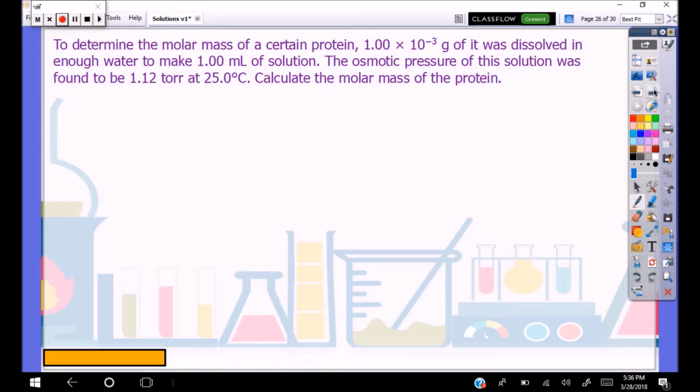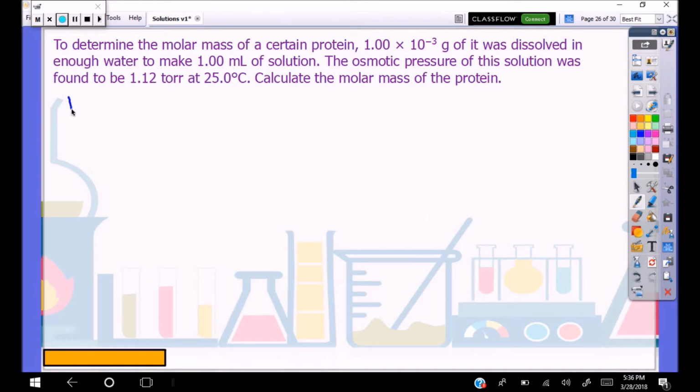Similar deal. This time we're looking at osmotic pressure though. So continuing with our biological approach, which is pretty cool. Hopefully the biosci folk will enjoy this. To determine the molar mass of a certain protein, they dissolved 1 times 10 to the negative third grams of it in enough water to make a 1 milliliter solution. So we're definitely working on a small scale here, using a lot of pipettes and things like that. The osmotic pressure of the solution was found to be 1.12 torr at 25 degrees Celsius, and we want to figure out the molar mass of the protein.